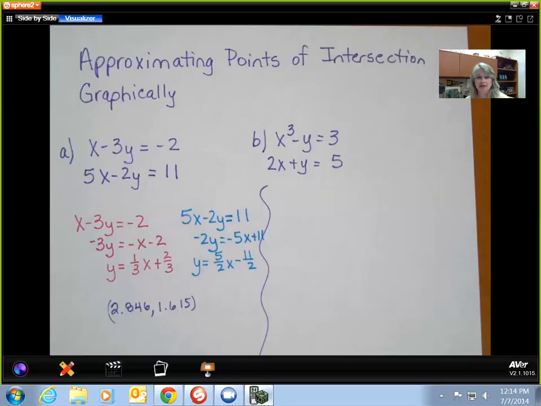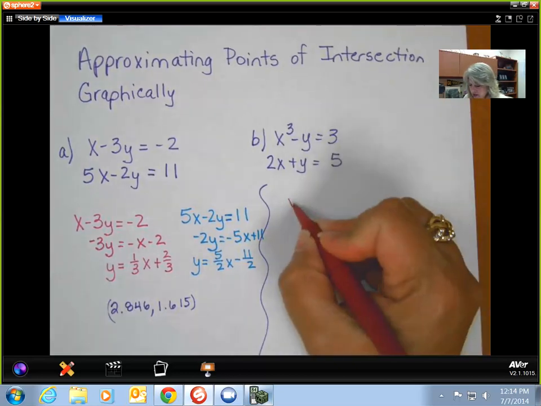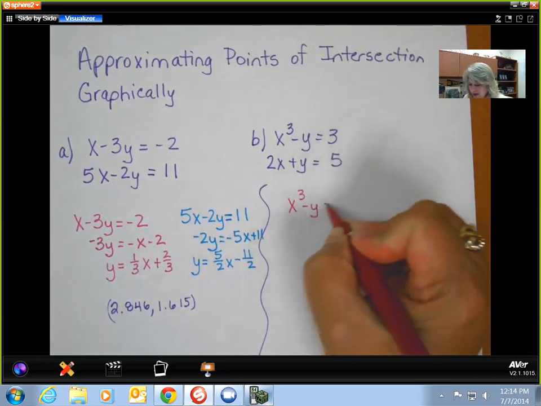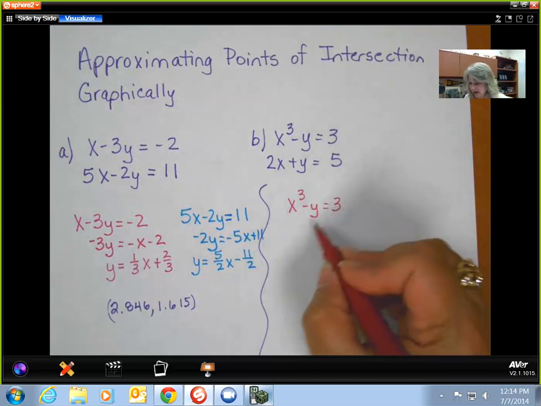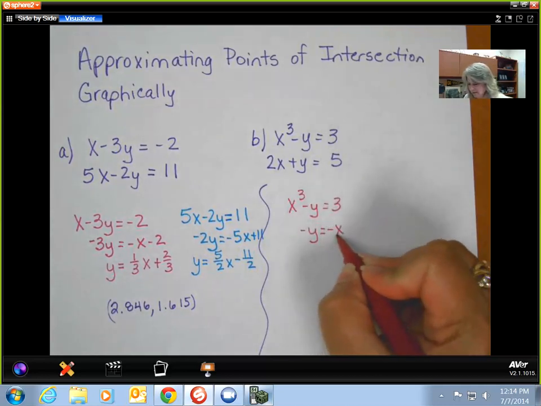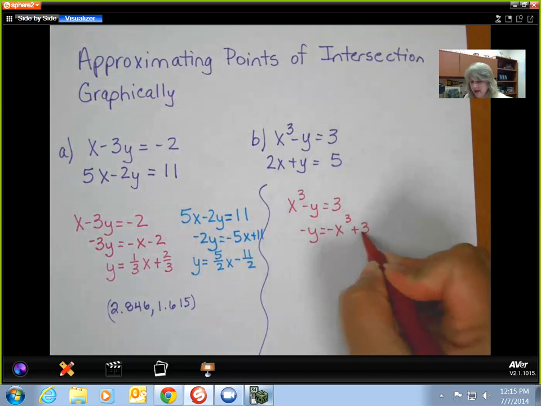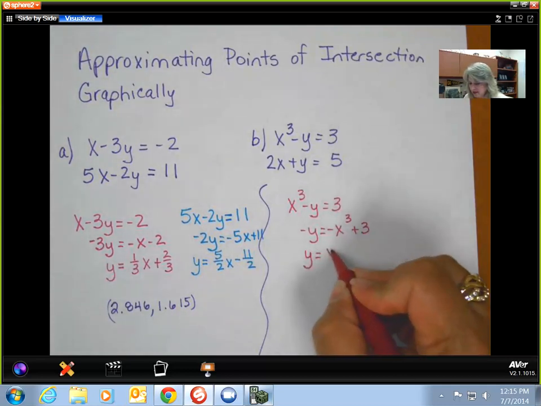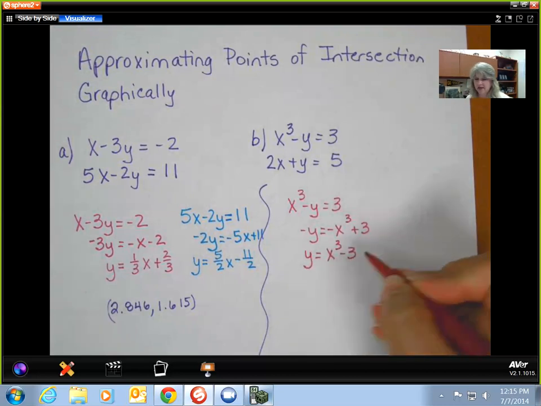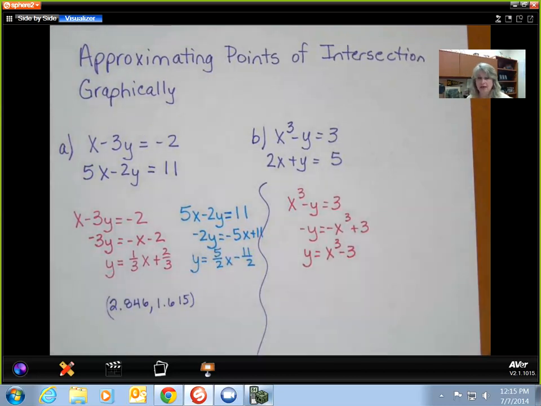Okay, let's look back at our paper again. We have x cubed minus y equals 3 and 2x plus y equals 5. Again, I'm going to take that first one, x cubed minus y equals 3, and I'm going to solve it for y. I'm going to subtract x to the third and then divide everything by -1. So we get y equals x to the third minus 3. That'll be the first equation I type in.